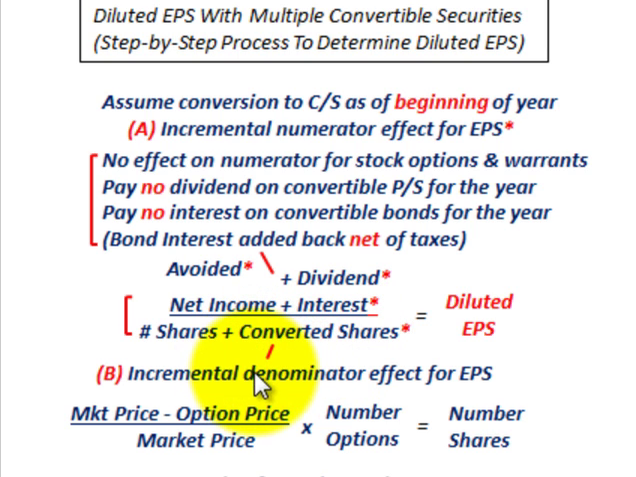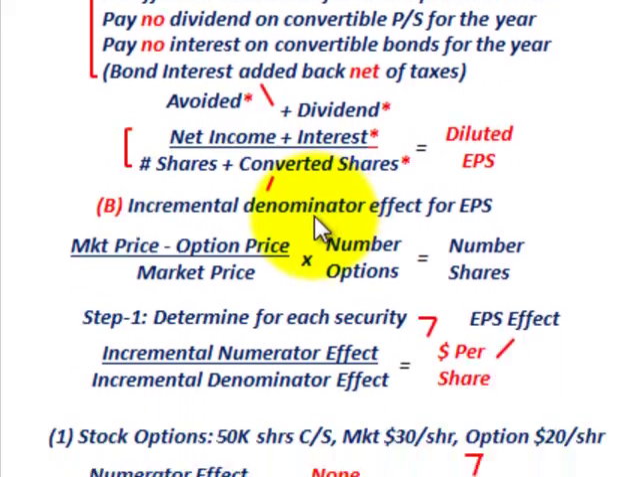But just to point out, when we're dealing with options and warrants, we can't just take the total number of options or warrants that could be converted. We have to use this formula, which I'm just showing here, to determine the number of converted shares. That would be the market price minus option price, divided by market price, times the number of options. That equals the number of shares that are converted. Just for stock options and warrants, you have to go through this extra calculation to determine the number of shares that are converted.